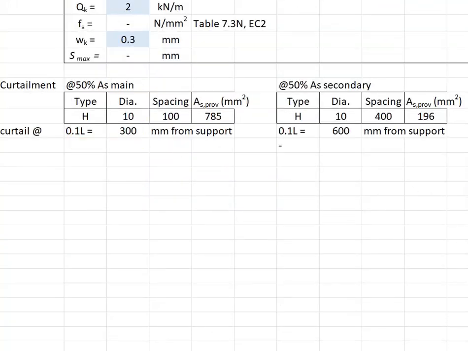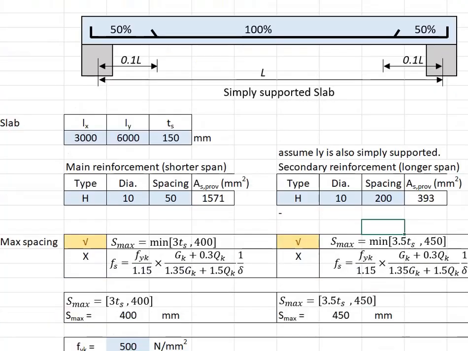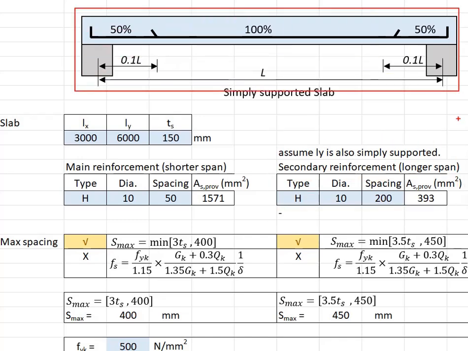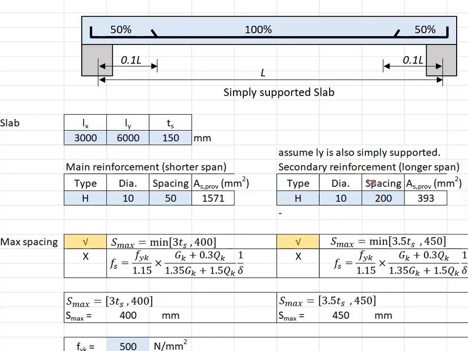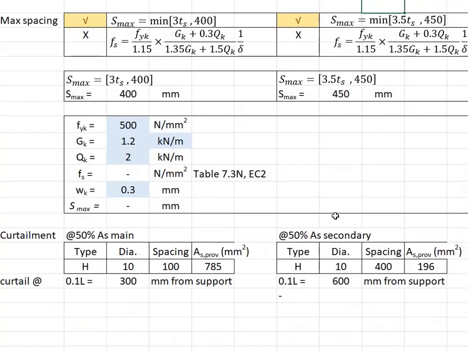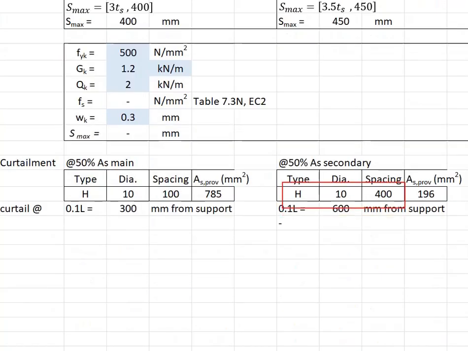from the support. And then you can do the same for the secondary reinforcement. You may adopt the same principles here. Given the spacing 200 mm, you want to reduce it to half. That means you increase the spacing to 400 mm. Every 2 bars, you curtail 1 bar. That gives you H10 at the spacing of 400 mm. Calculate the amount of reinforcement.